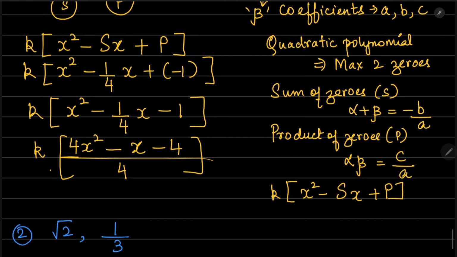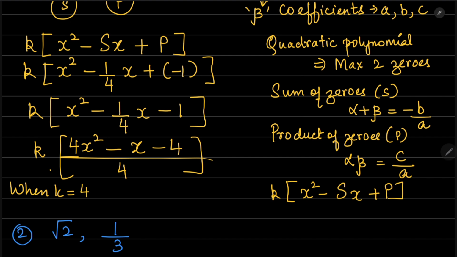K is outside. Okay. The denominator 4 you can take it out. So you can write k by 4, or you can write when k equal to 4. When k is 4, what will happen? If k is 4, 4 and 4 will get cancelled. So what is the quadratic polynomial? 4x square minus x minus 4 is the required quadratic polynomial. That's all.